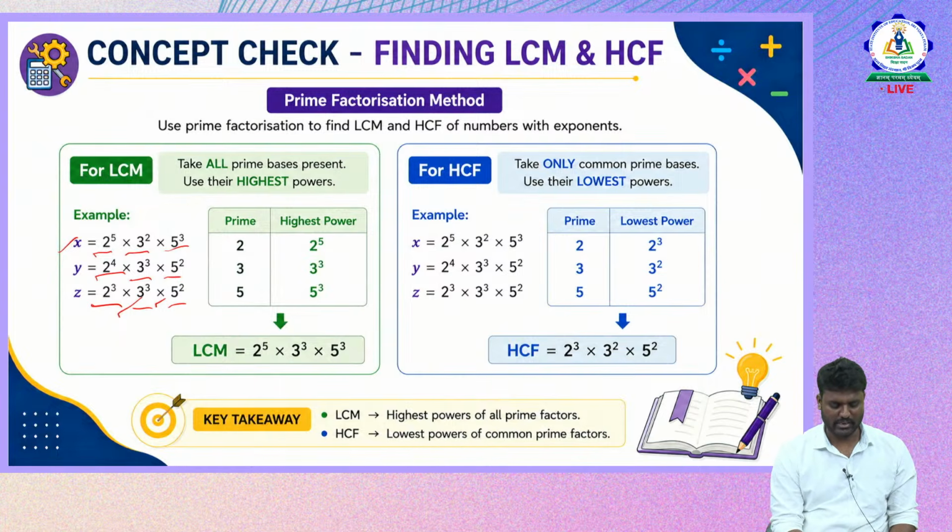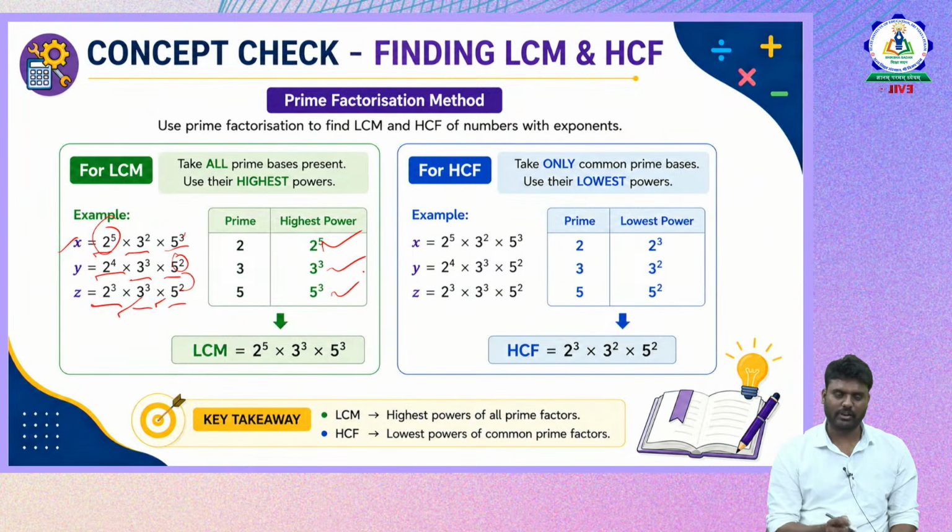Then what are the powers they have given? For 2, we have 2 to the power of 5, 2 to the power of 3, 2 to the power of 3. Out of this, the highest is 2 to the power of 5. Similarly for 3, which is the highest power here? 3 to the power of 2, 3 to the power of 3, 3 to the power of 3. So 3 to the power of 3 is the highest. And for the prime 5, we have 5 to the power of 3, 2 and 2, so the highest one is 5 to the power of 3.